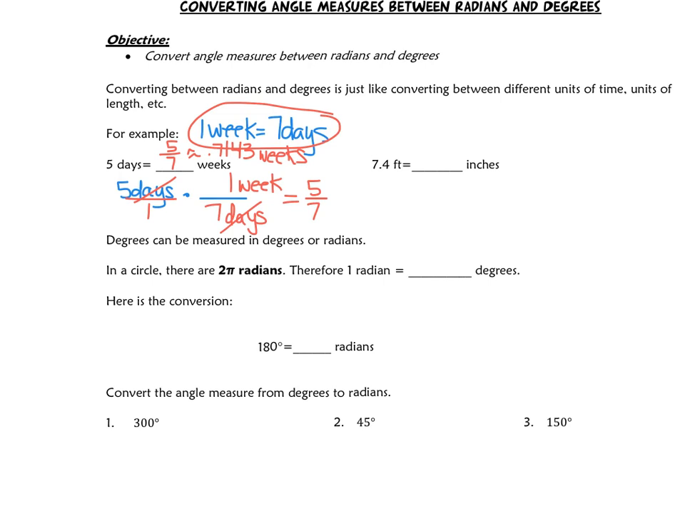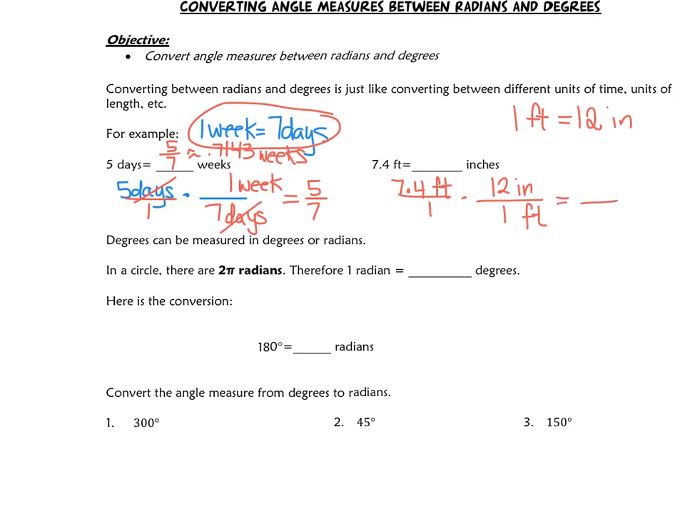Next one, we're going to go from feet to inches. I need to figure out my conversion between feet and inches. Hopefully you all know that 1 foot is equivalent to 12 inches. So I write my fraction, 7.4 feet over 1, times a fraction that equals 1. Because I want feet gone, feet go in the bottom and inches stay on top. 12 inches is equal to 1 foot, so this second fraction is just equal to 1. As long as I multiply by 1, I'm not changing it.